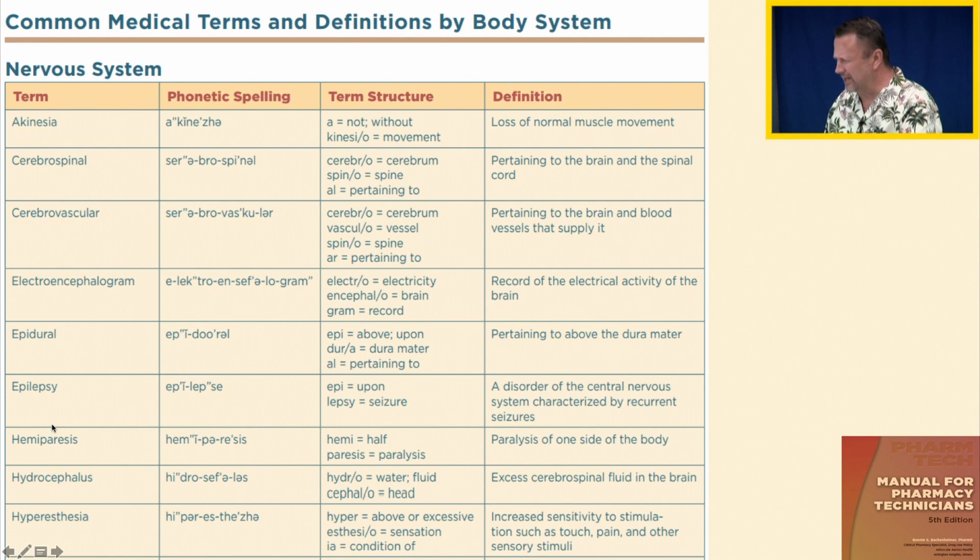Epilepsy, epi, upon, lepsy, seizure. Hemi, half, paresis, weakness. So hemiparesis is a weakness on one side of the body. I have to look at that. Hydrocephalus, water in the head. Hyperesthesia, esthesia means to sense something. Hyper meaning high, excessive sensation.